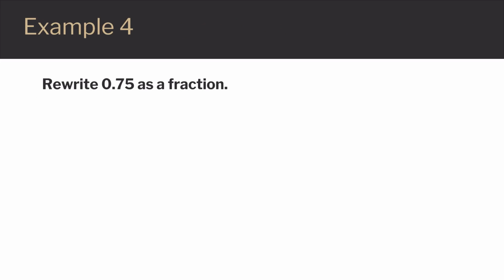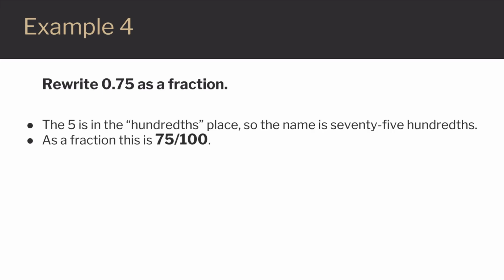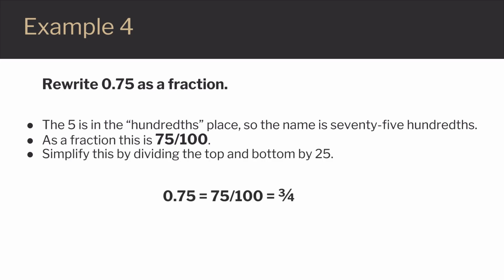For example, rewrite 0.75 as a fraction. The 5 is in the hundredths place, which means the name of this decimal is 75 hundredths. To write that as a fraction, you write 75 as the numerator and hundredths as the denominator. Notice you can simplify this fraction. 25 divides into 75 3 times and divides into 100 4 times. So our final answer is 3/4.